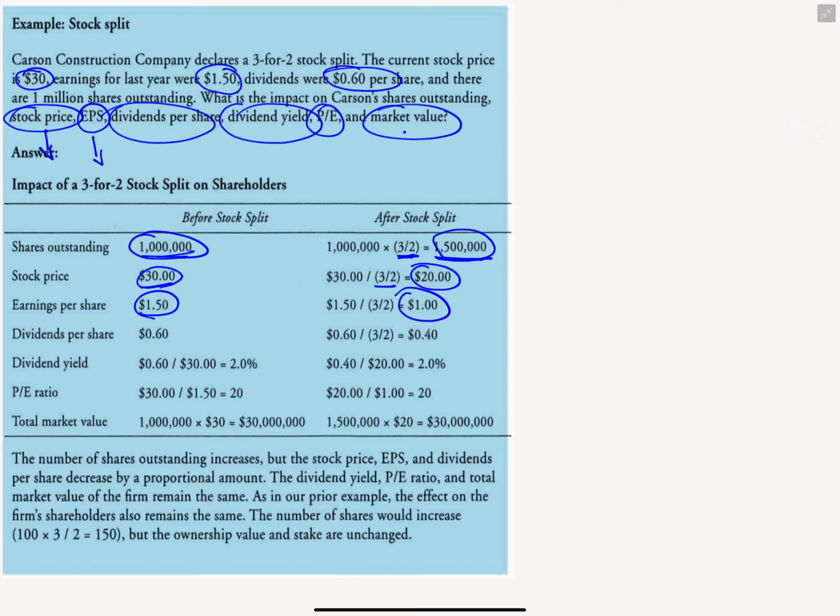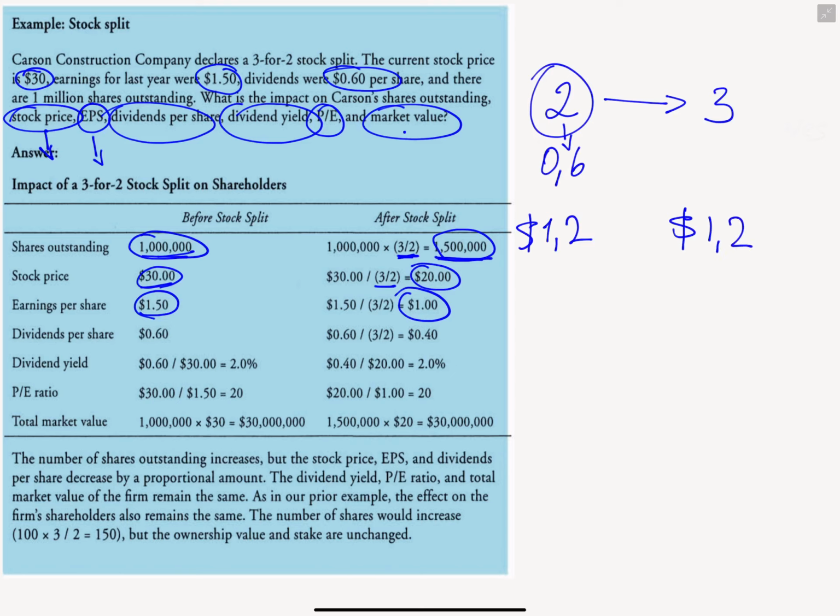What about the dividends per share? Dividends per share also fall, because if you had 2 shares, your 2 shares become 3 shares. For 1 share you had 0.6. If you hold 2 shares, you earned $1.2 out of your 2 shares. You should also earn the same dividend for three shares, 1.2, and every share should get you $0.4.